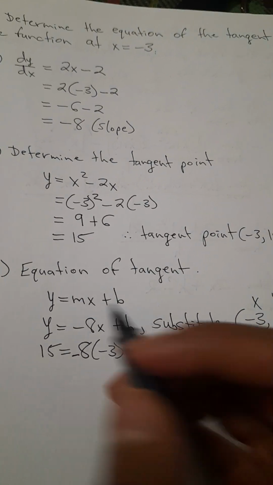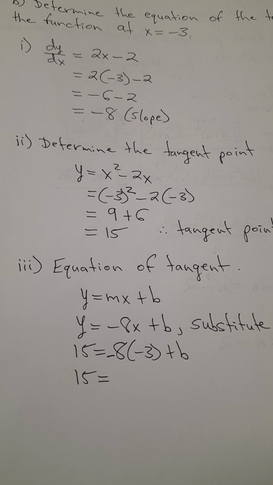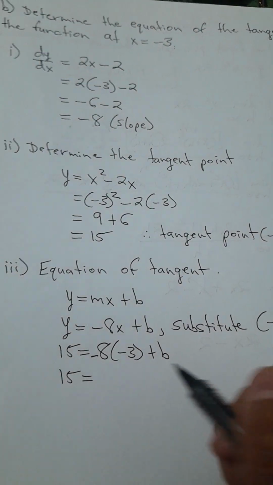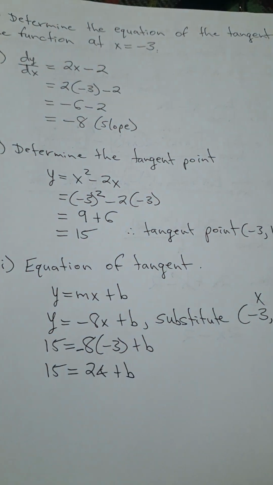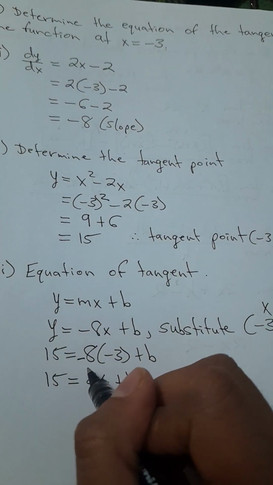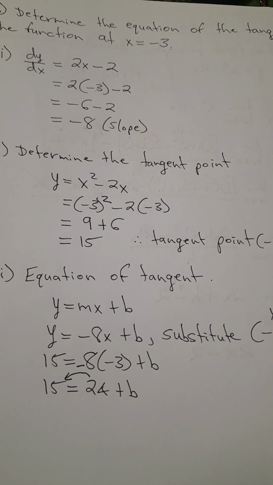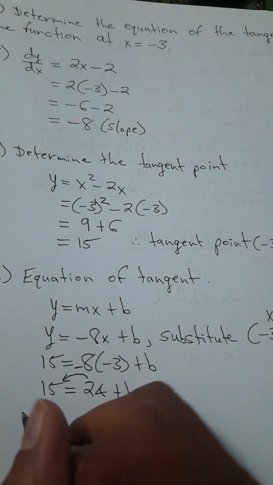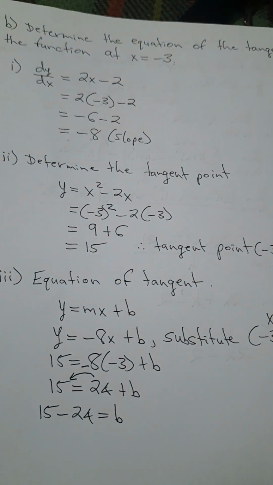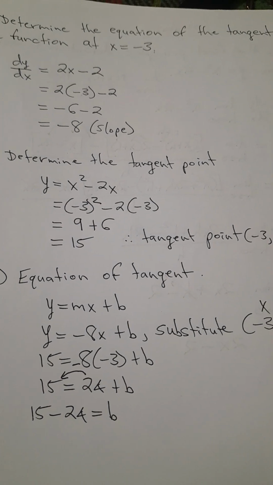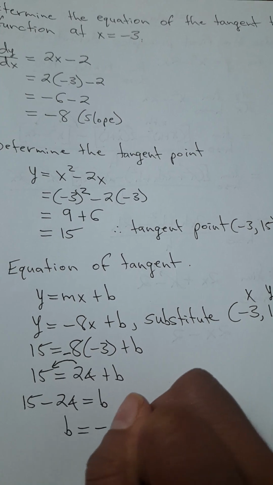Make sure you're showing all your steps, just in case you want to check your answer on a test or a quiz, you have enough time to do that. This is negative 8 times negative 3, positive 24, plus b. I'm going to take the 24 to the left side. Every time you go across the equal sign, make sure you are subtracting. So I'm going to do 15 minus 24 is equal to b. And then b is equal to negative 9.